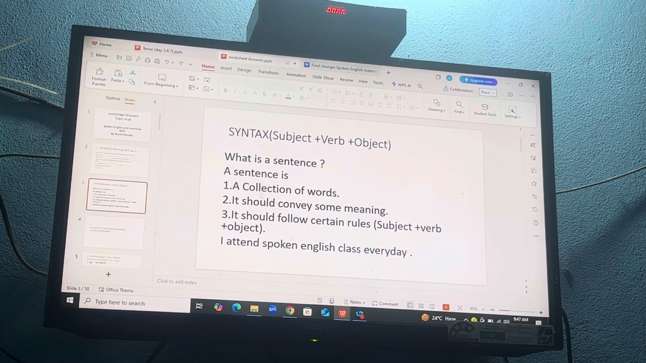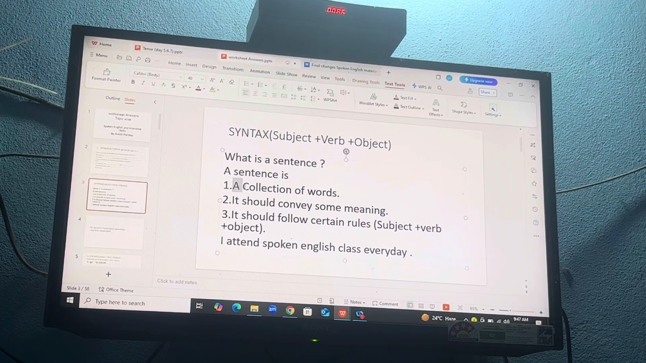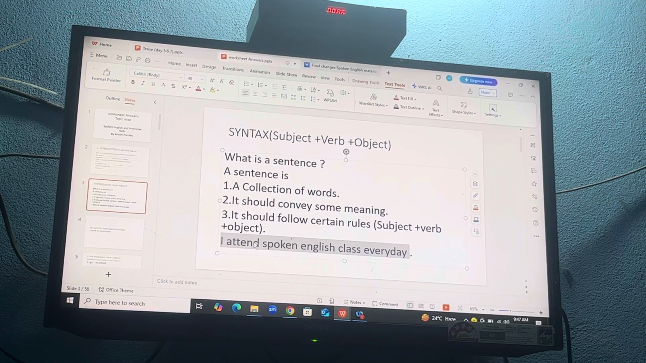Now let's try to understand what is a definition. A sentence is a collection of words. Obviously, I is a word, attend is a word, spoken is a word, English is a word, class is a word, every day is also a word. Then it should convey some meaning. Obviously, without meaning, whatever you speak is worthless. So it should convey some meaning. So, I attend spoken English class every day.